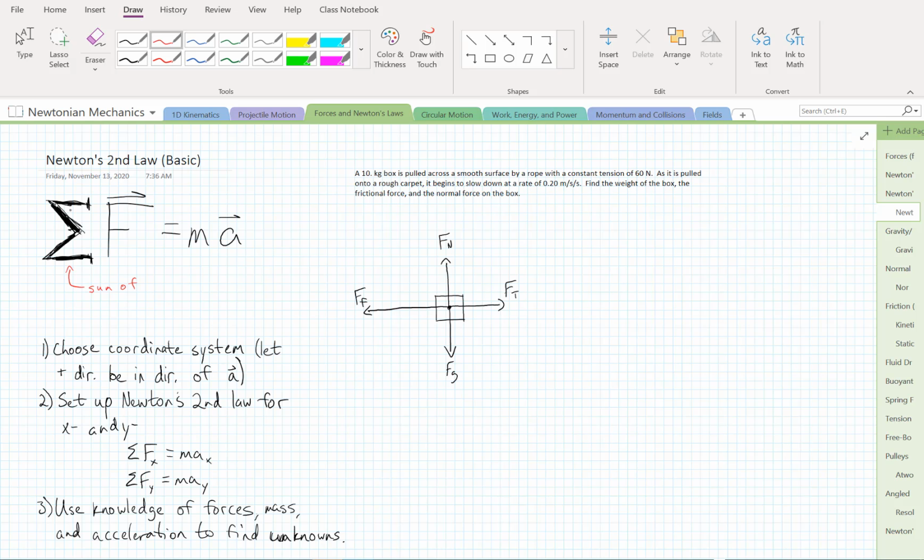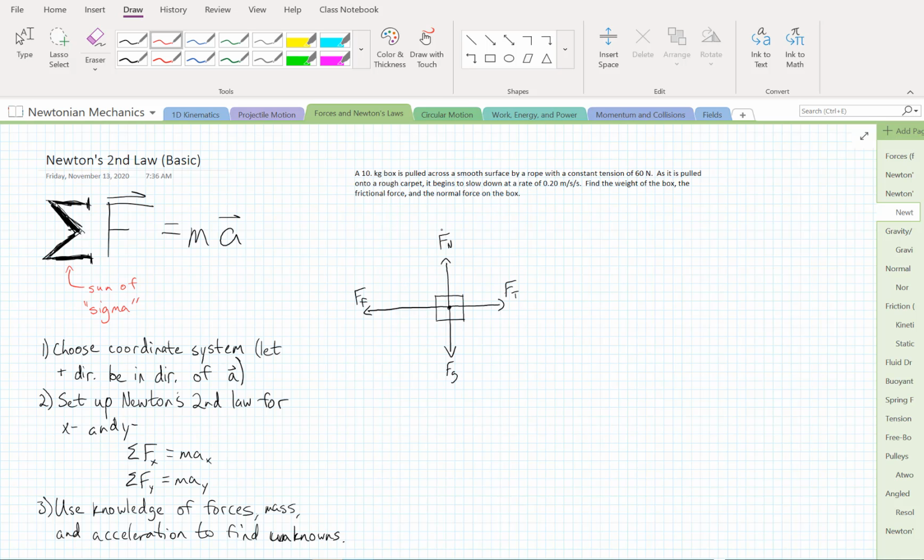So Newton's second law we often write as the sum of forces, sigma F equals mass times acceleration. Just keep in mind that this letter is the Greek letter sigma. It's the Greek capital S, and it stands for the sum of. So the sum of forces equals ma. You might see that used later on in math to represent the sum of as well.